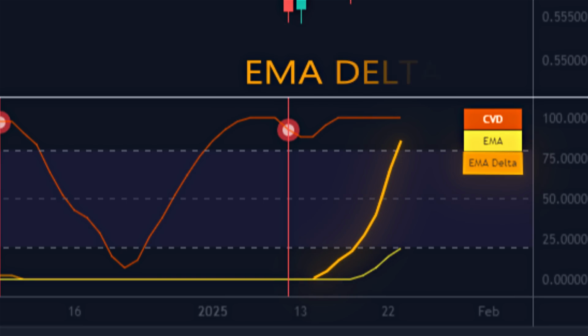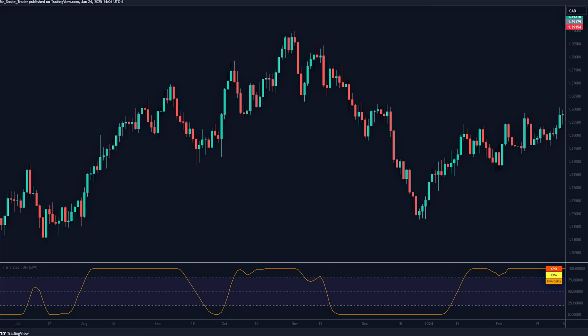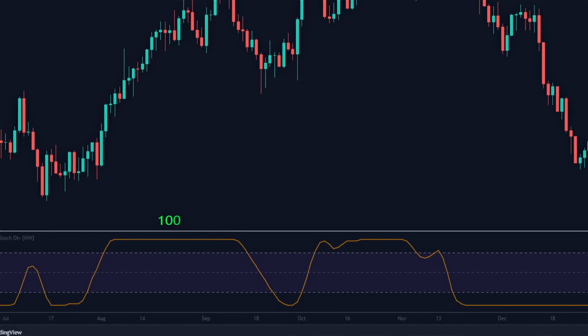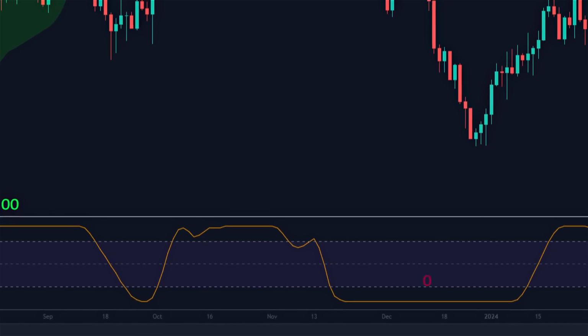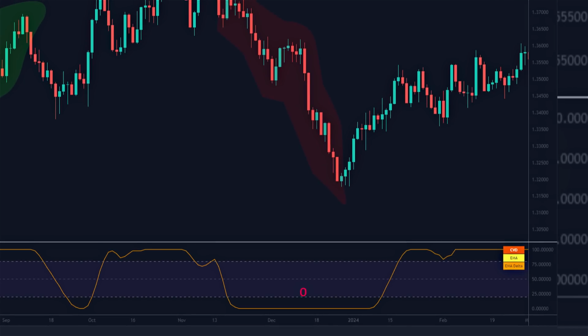Finally, we have the orange line, which is the EMA delta. This line tells us the strength of the price trend. When it approaches 100, it indicates a bullish trend momentum. When it approaches 0, it indicates a bearish trend momentum. It is the confluence with the other 2 lines that signals the strongest entry points.